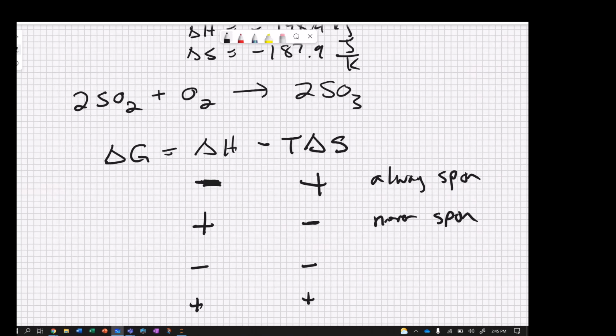When they're both negative, just like this one, they're spontaneous at low temperatures. And when they're both positive, they're spontaneous at high temperatures, right? I equate minus signs with low and positive signs with high, okay? So as we increase the temperature, this thing becomes less and less spontaneous until eventually it becomes not spontaneous. The temperature at which that happens, we can calculate as delta H over delta S.